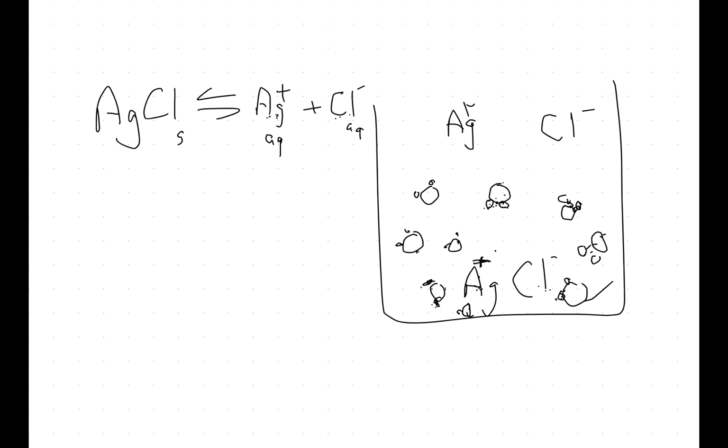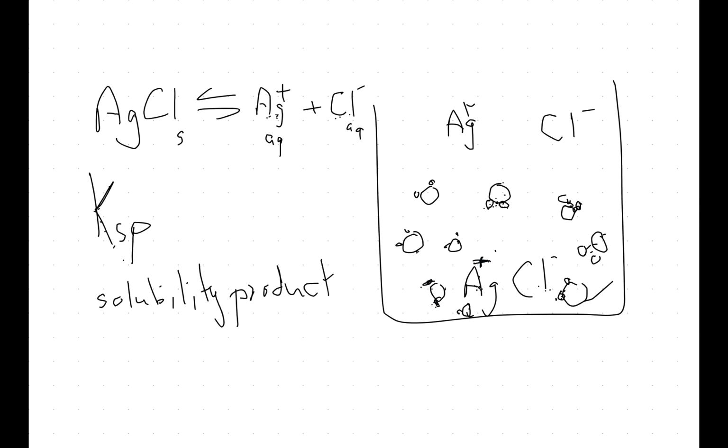Okay. Now I am going to write K also, the constant, for this equation. But here, I will not call it equilibrium or Kc or whatever. I will call it Ksp, solubility product constant, because it will stay the same for the same compound. For silver chloride, it's a constant number.